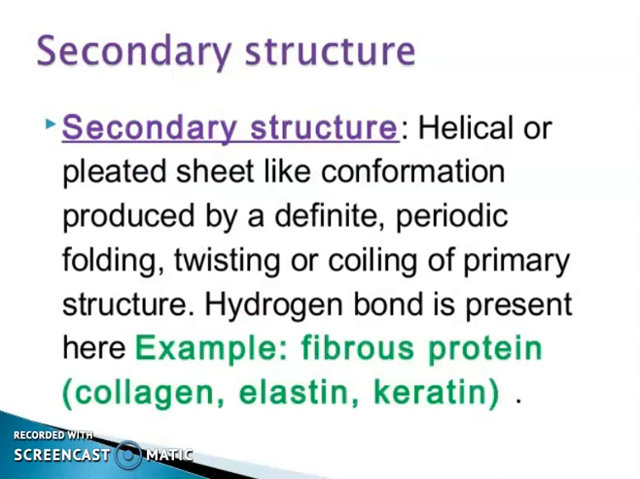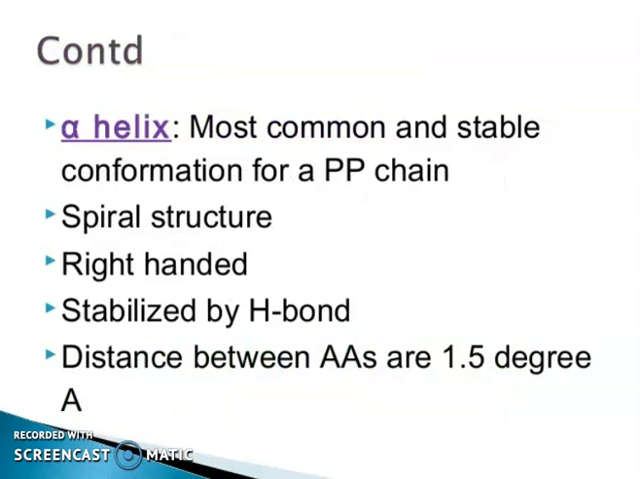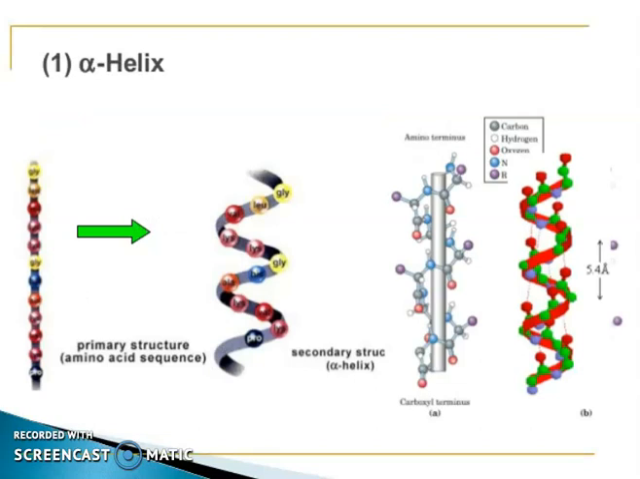Secondary structure: helical or pleated sheet-like conformation produced by definite periodic folding, twisting, or coiling of the primary structure. Hydrogen bond is present here. Example: fibrous proteins, collagen, elastin, keratin. Alpha helix: most common and stable conformation of a polypeptide chain, spiral structure, rigid, right-handed, stabilized by hydrogen bonds. Distance between amino acids is 1.5 angstrom. So you can see primary structure, secondary structure, alpha helix.